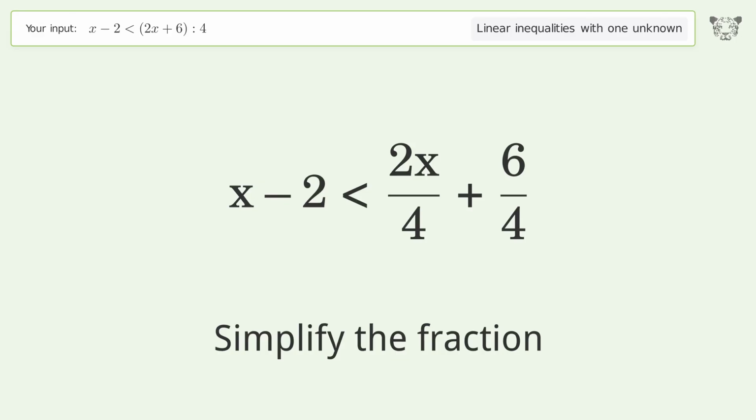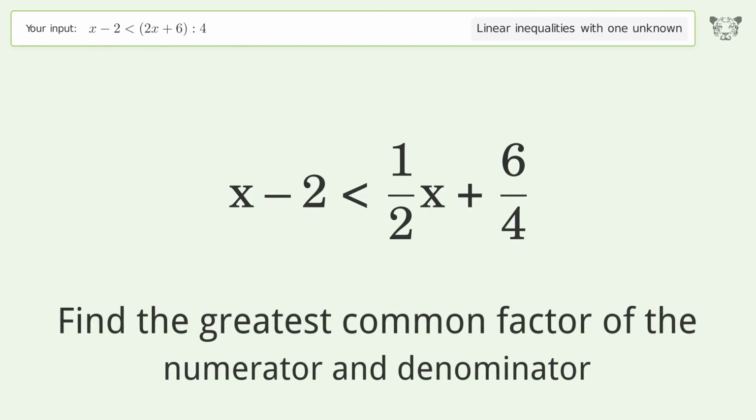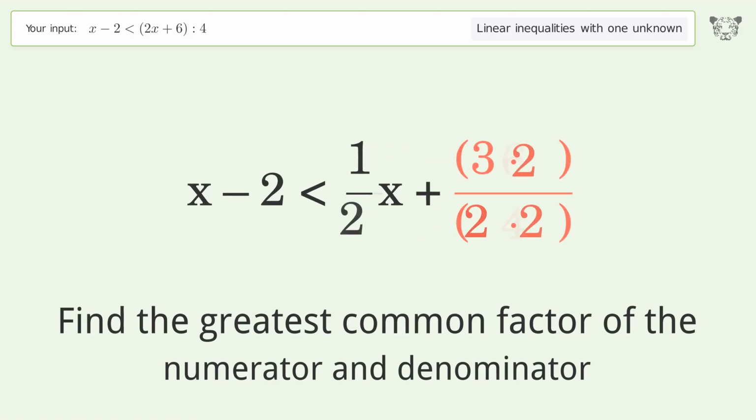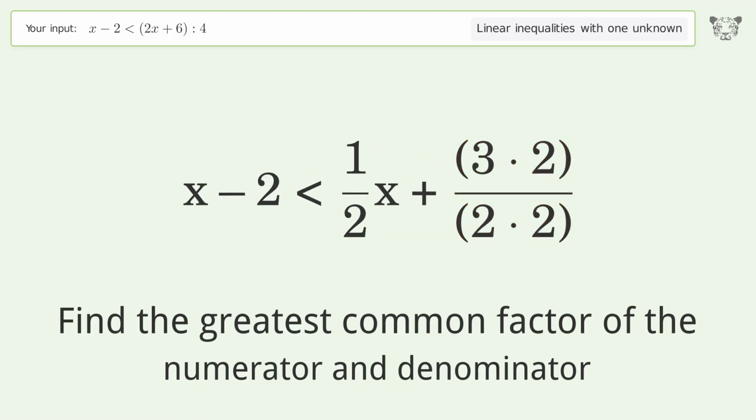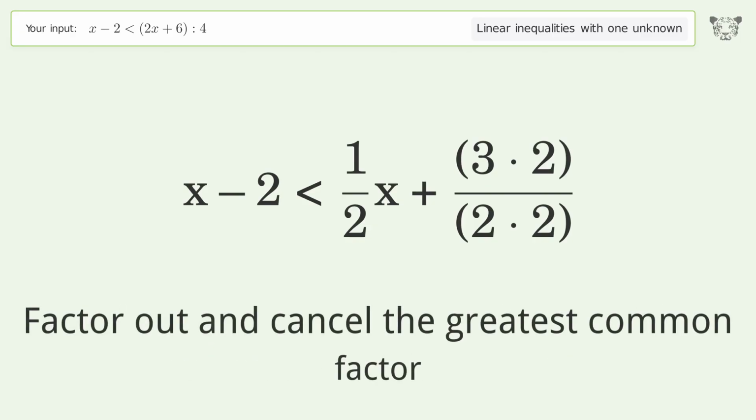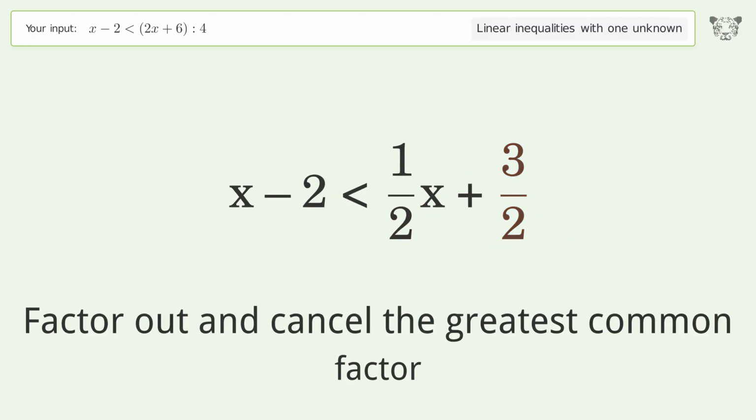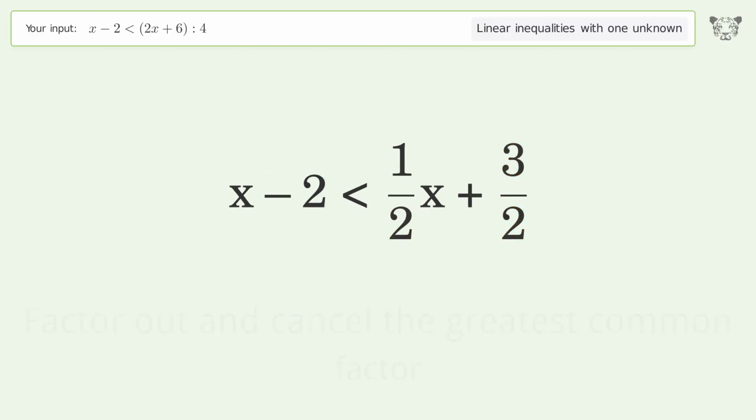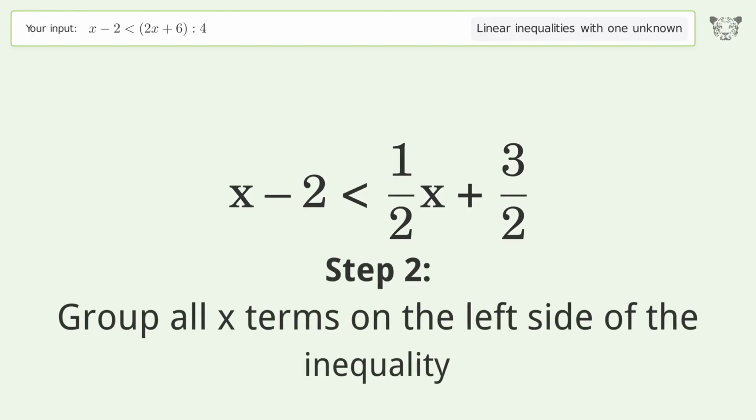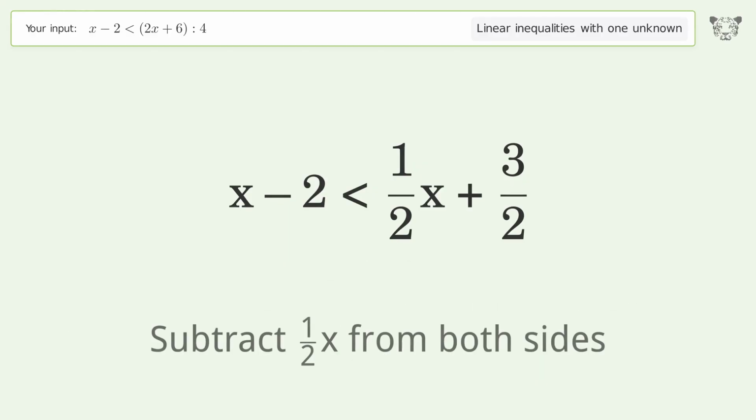Simplify the fraction. Find the greatest common factor of the numerator and denominator. Factor out and cancel the greatest common factor. Group all x terms on the left side of the inequality. Subtract 1 over 2x from both sides.